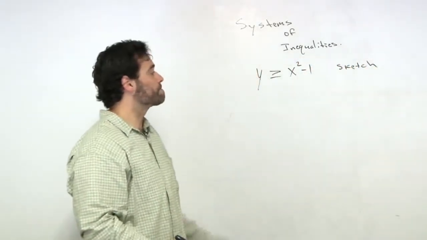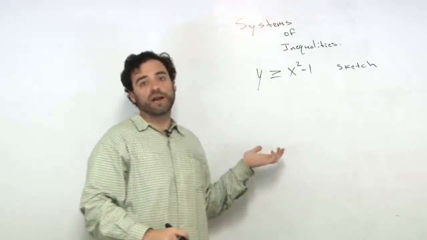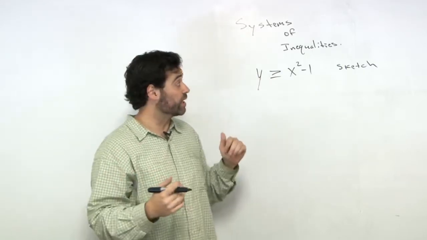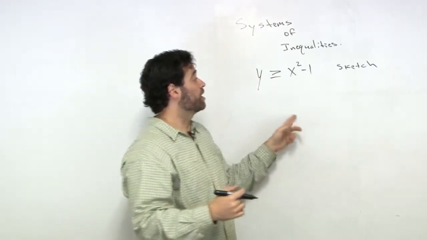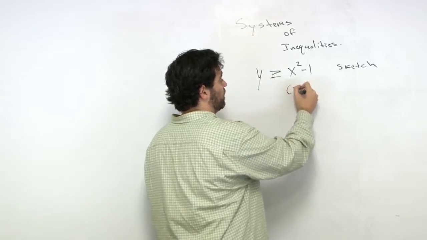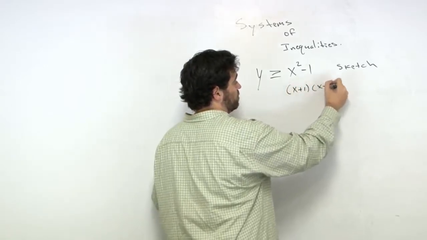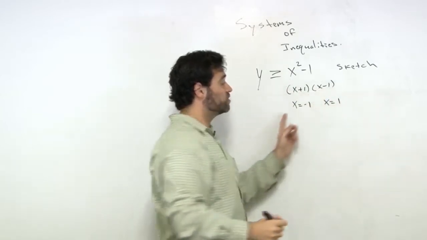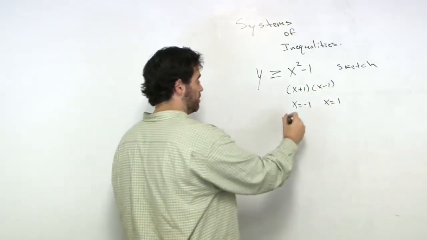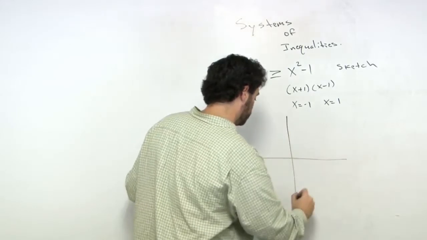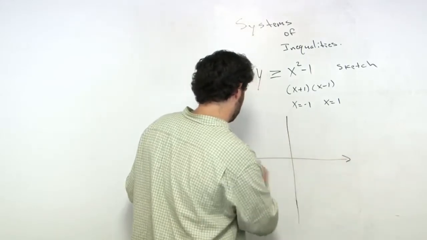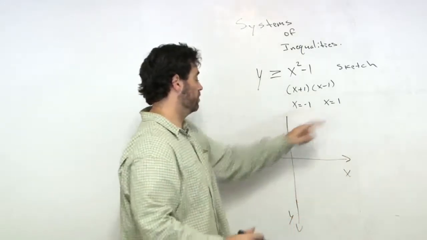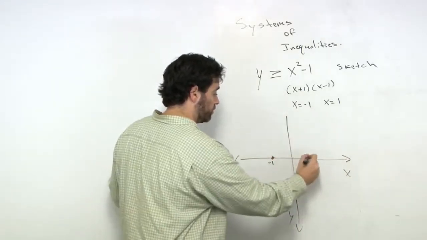Good practice. So this I know is a parabola. It's a quadratic inequality, so the sketch of it is going to look like a parabola. What I want to do is, if we factor it, we get x plus 1, x minus 1. So we get x is equal to negative 1, x is equal to 1. This represents our zeros. I know that we're going to have zeros at negative 1 and 1. So we just put in our negative 1 and put in our 1.